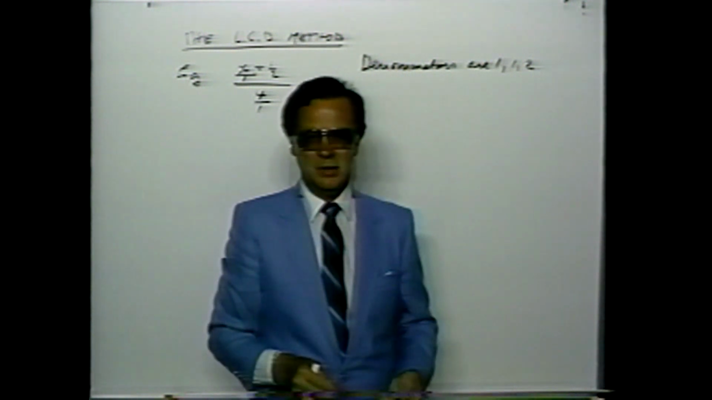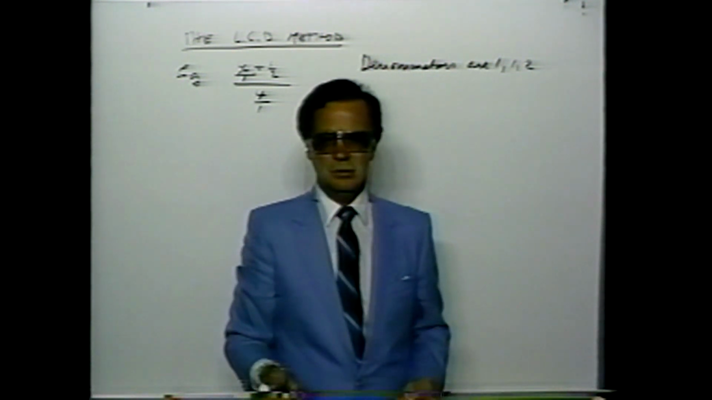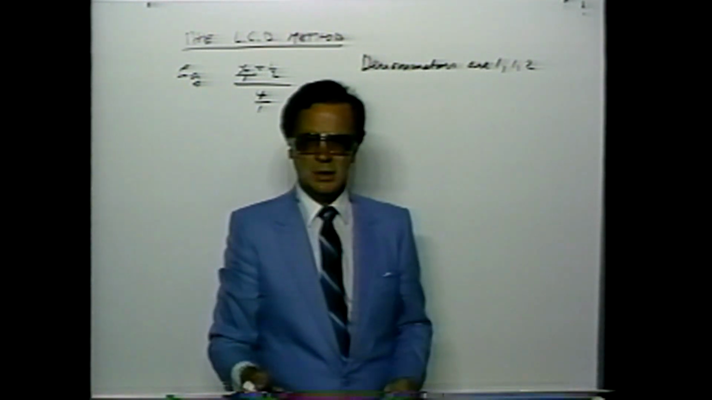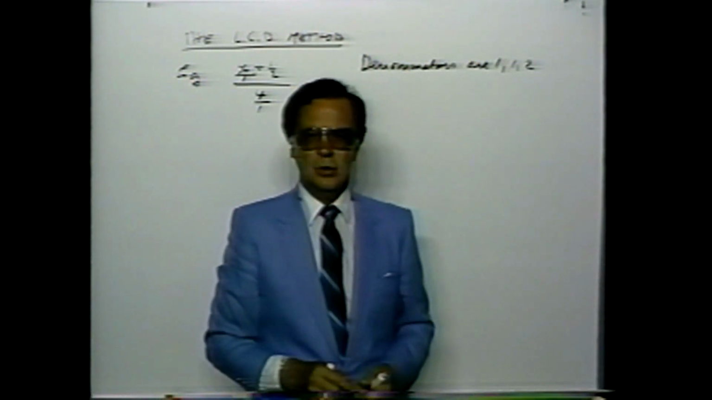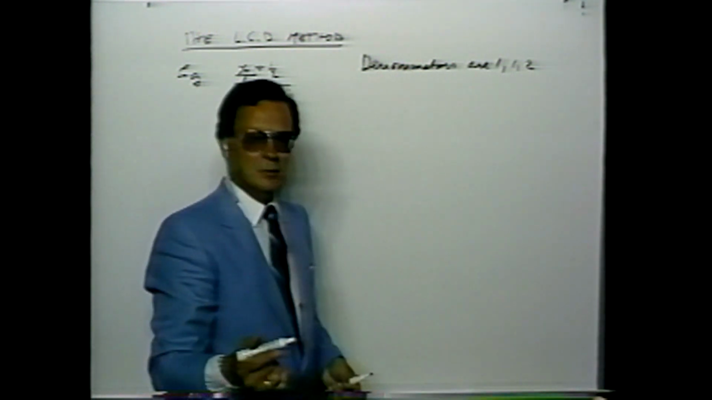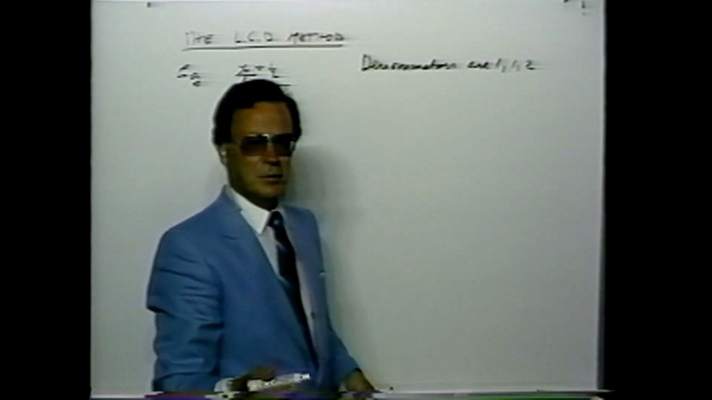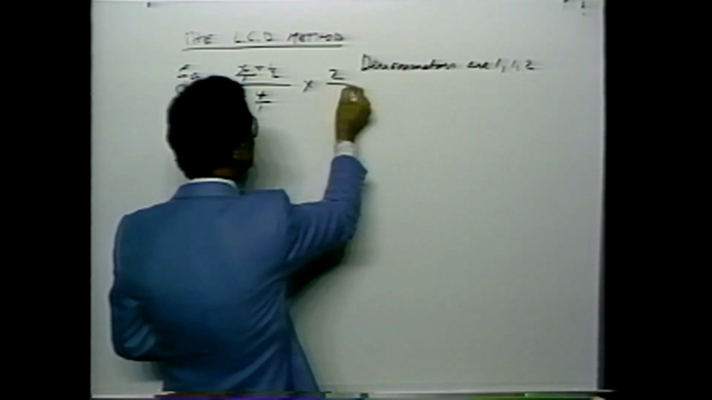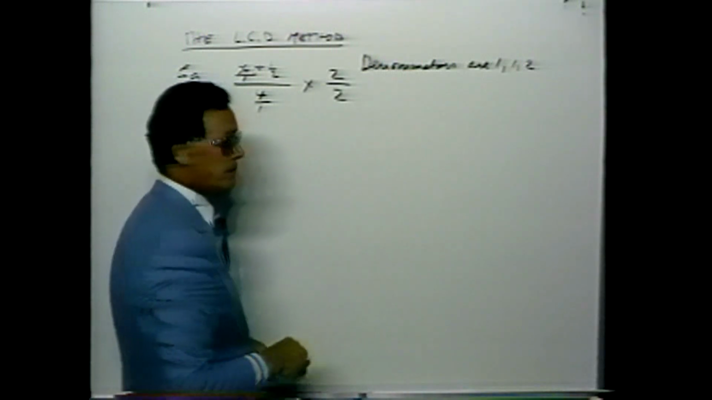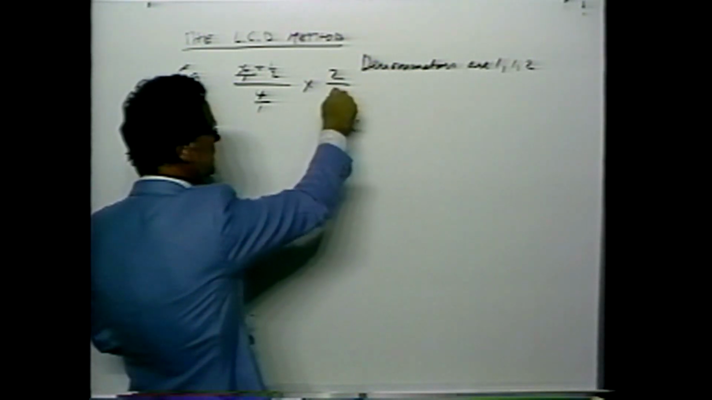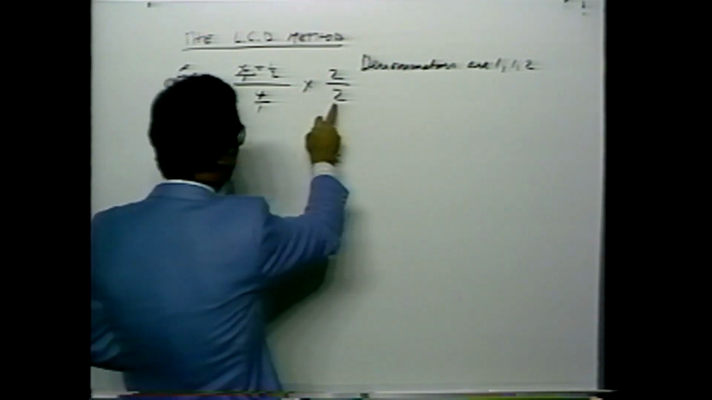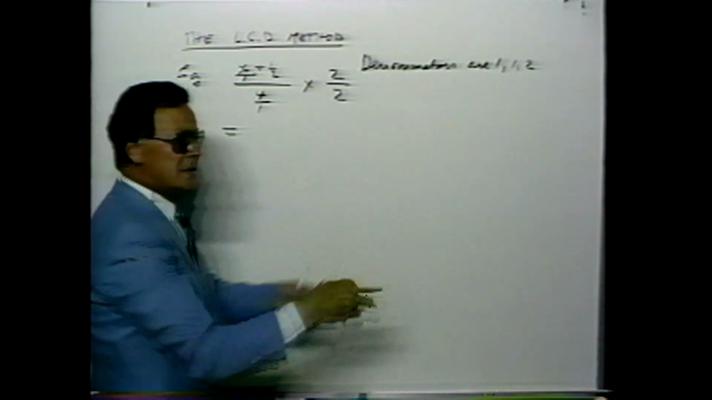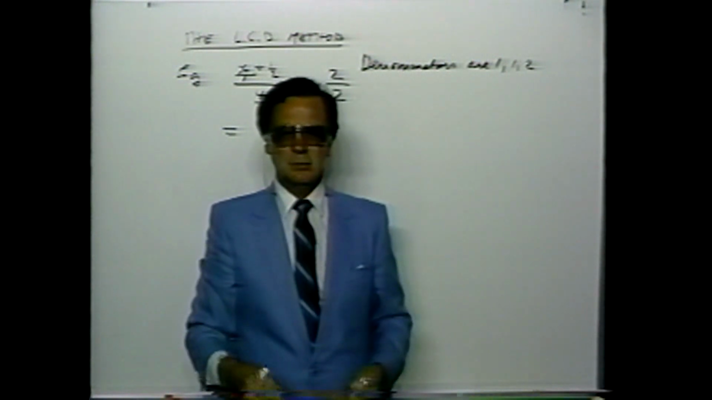Now the lowest common denominator here in this simple example is just 2. So now make a fraction equivalent to 1 using the lowest common denominator. The lowest common denominator is 2, and so the fraction that we want equivalent to 1 using that number is 2 over 2. There's 1. And there's the LCD.